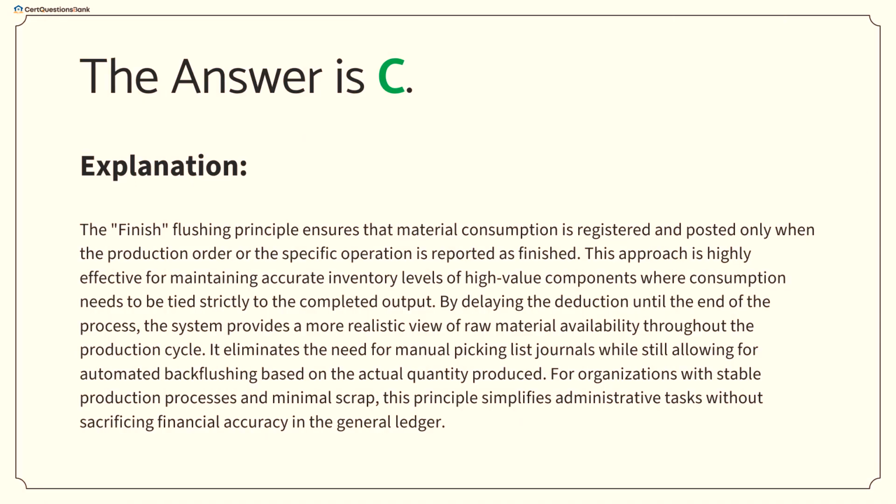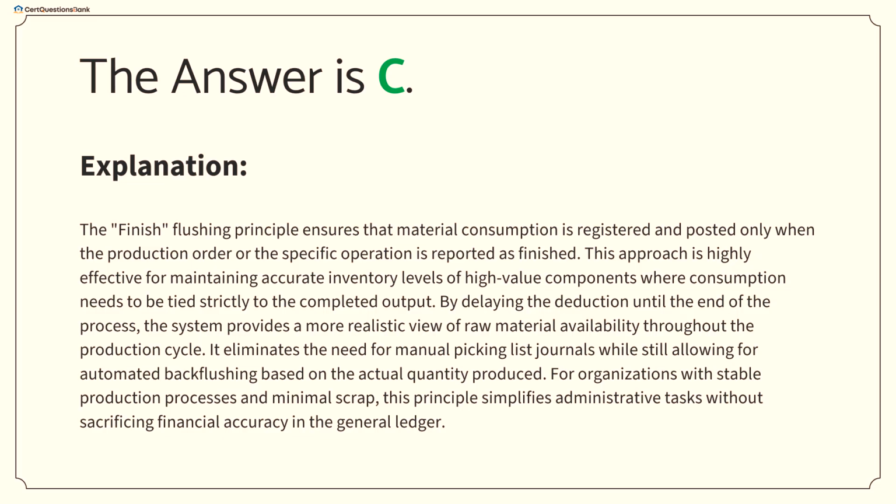The finish flushing principle ensures that material consumption is registered and posted only when the production order or the specific operation is reported as finished. This approach is highly effective for maintaining accurate inventory levels of high-value components where consumption needs to be tied strictly to the completed output. By delaying the deduction until the end of the process, the system provides a more realistic view of raw material availability throughout the production cycle.